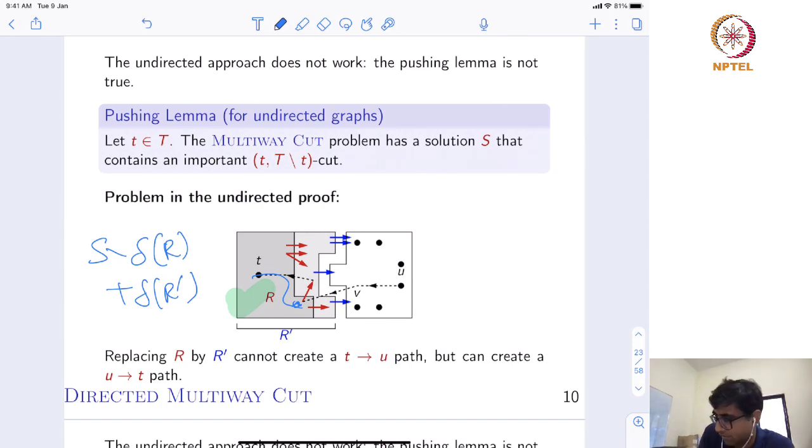I mean, this is not always the case, but what I'm saying is that it could possibly happen that I can jump from U to this and U to this. I can come inside R because of the backward arc, and from there I might be able to reach T. It is possible. I may not be able to reach, but I might also be able to reach, and that will violate that S prime that you have constructed is a solution.